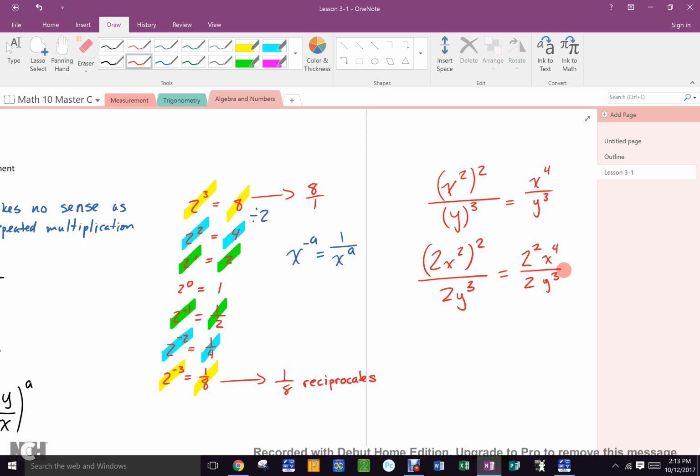Now, what do you see here? 2. Are they the same base? Yep. So can we do something with the exponents? Yes. You can divide them, so it's 2 minus 1, so it's 2 to the 1, which is just a 2, yes? So this 2 will disappear, and one of those 2's will disappear. So my final answer would be 2x to the 4th over y cubed. Is everybody good?